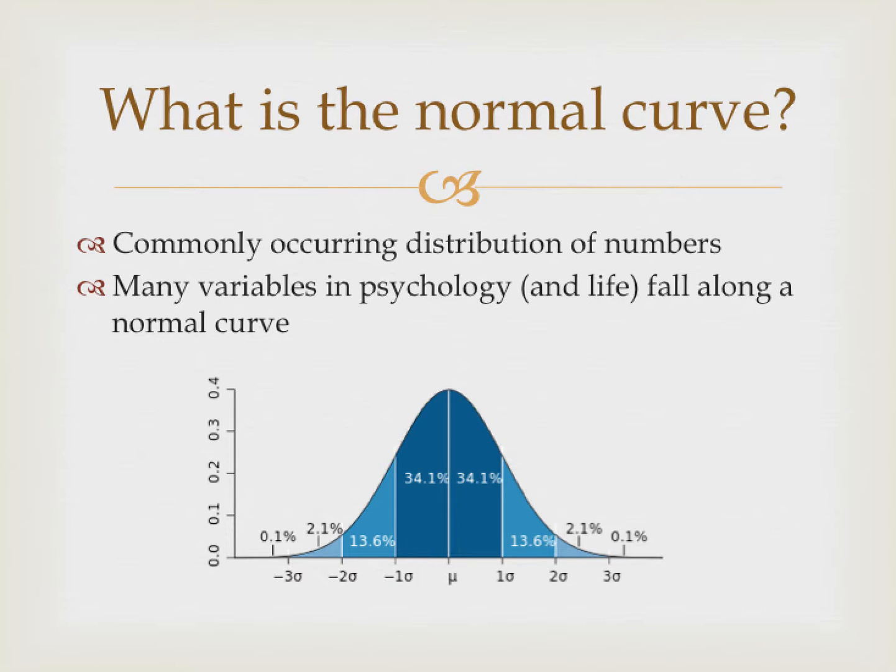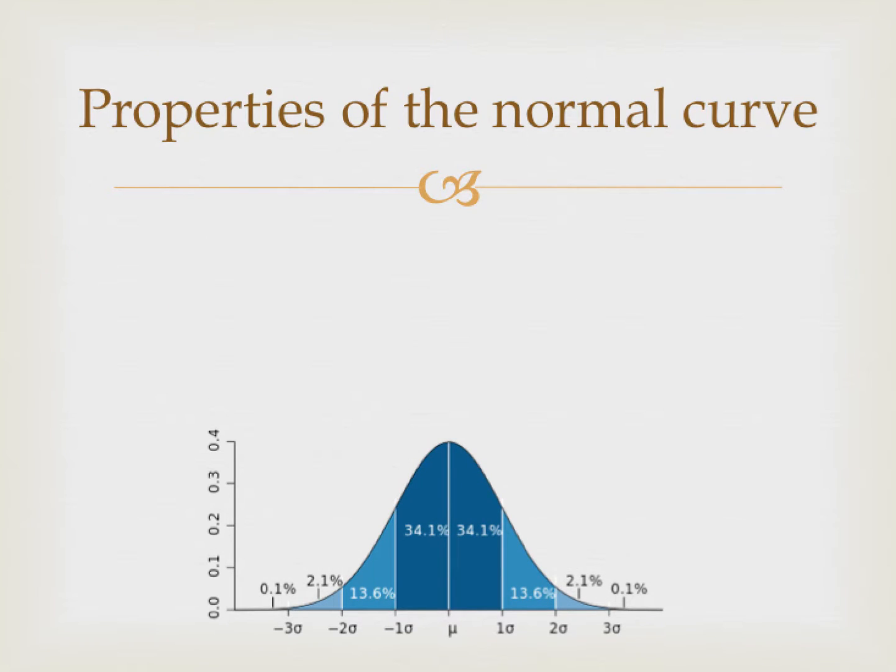So what is a normal curve? Well, here you can see the standard normal curve. The normal curve, as you can tell here, starts out with a mean at this point, and it goes up in units of standard deviation and down in units of standard deviation. And we'll talk about what this means more practically in a minute. So, some properties of the normal curve. What do you need to know about it?